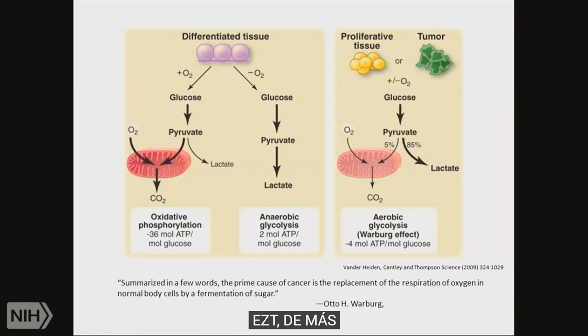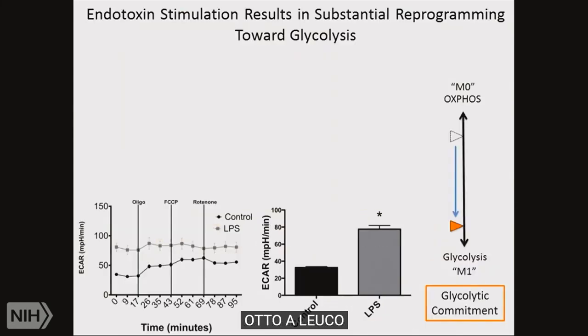Otto liked it so much, he said, hey, this is not only something associated with cancer, this is actually the prime cause of cancer. So he was a little bit off on that, but it looks like it's pretty important. Otto also worked on leukocytes. So he studied the metabolism of leukocytes back in 1958, actually, and showed that leukocytes also make this switch. So let's look quickly at some of that.